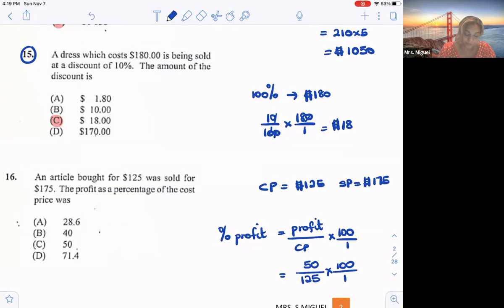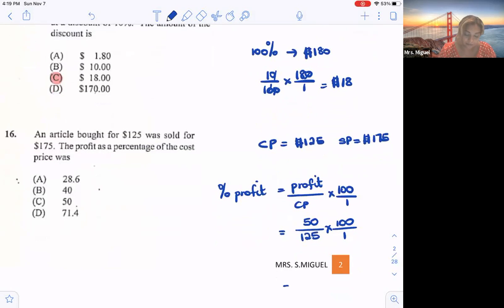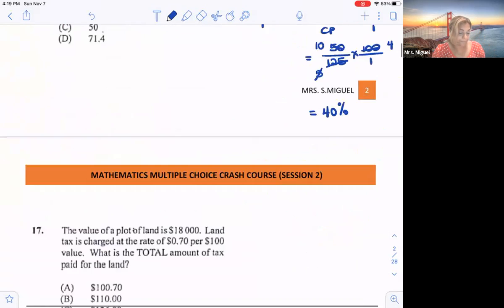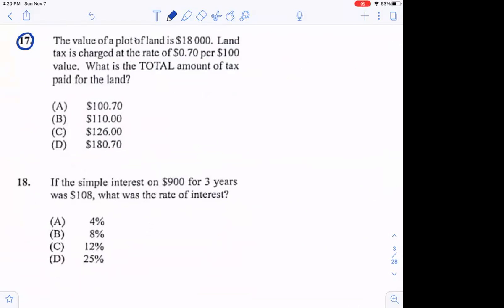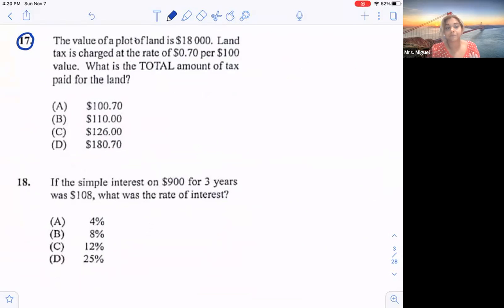So 25 could go into 125 5 times. 25 could go into 100 4 times. 5 could go into 50 10 times, and 10 fours are 40. So the answer is 40%. Any questions? This one here is a repeat question. Let me try and get this one right.